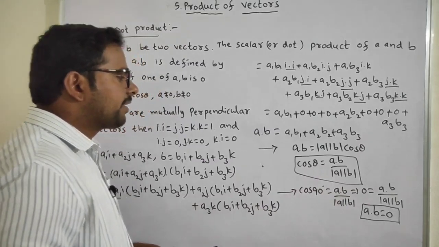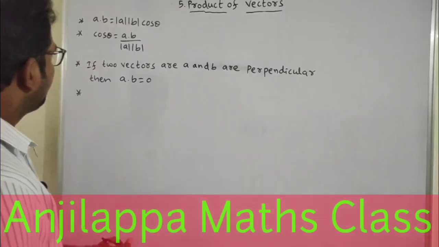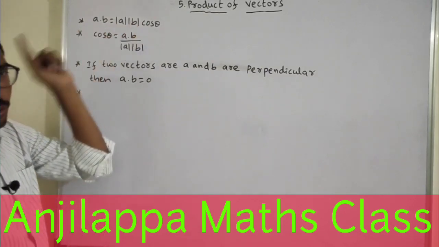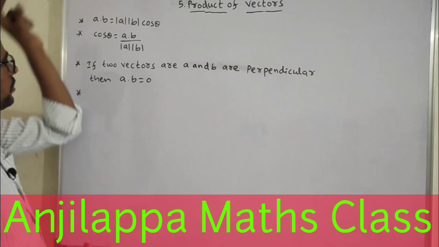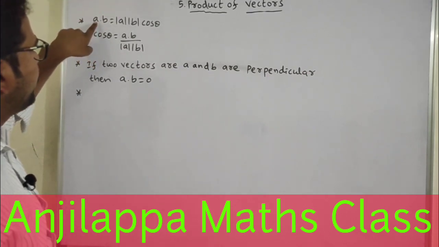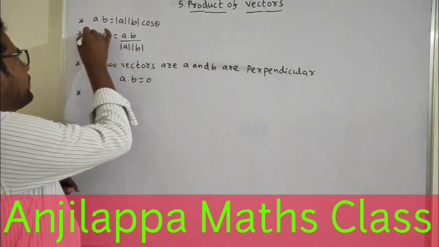This is the perpendicular condition. Now this is a definition: a dot b is equal to mod a mod b cos theta. From this definition we will get the cos theta formula. Cos theta is equal to a dot b by mod a mod b. This is the angle between two vectors.